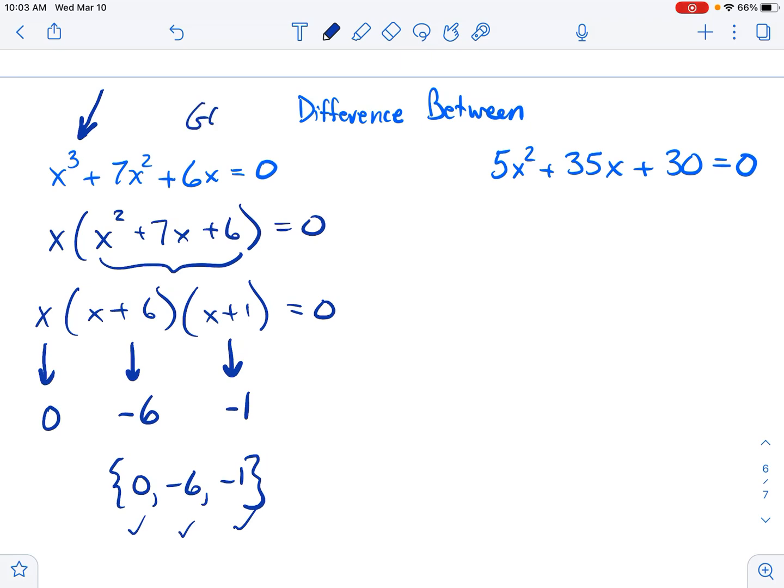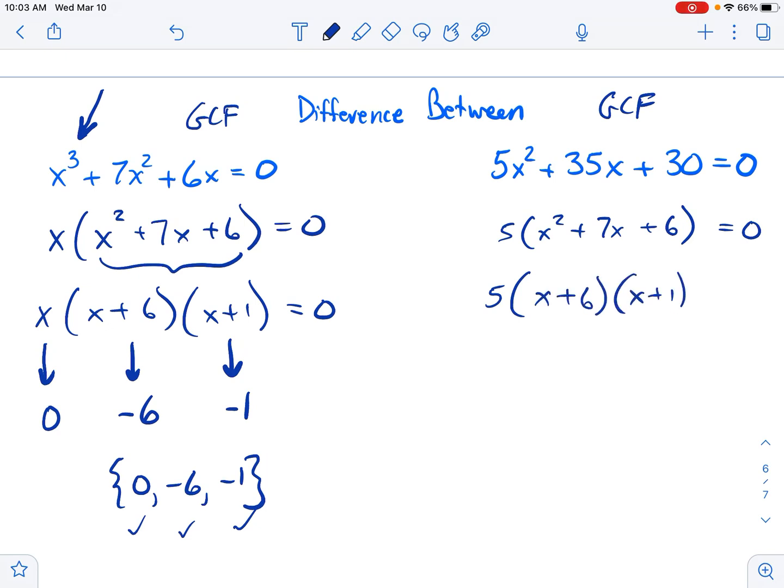I want you to notice I took a GCF out of here, and I'm going to take a GCF out of here. So I'll get x squared plus 7x plus 6 equals 0. I'll keep my 5. I get x plus 6, x plus 1 equals 0. You know, I could just divide both sides by 5, and then I'd just be left with x plus 6 times x plus 1 equals 0, because I'm allowed to divide 0 by 5. I cannot divide by 0, but I can do 0 divided by 5.